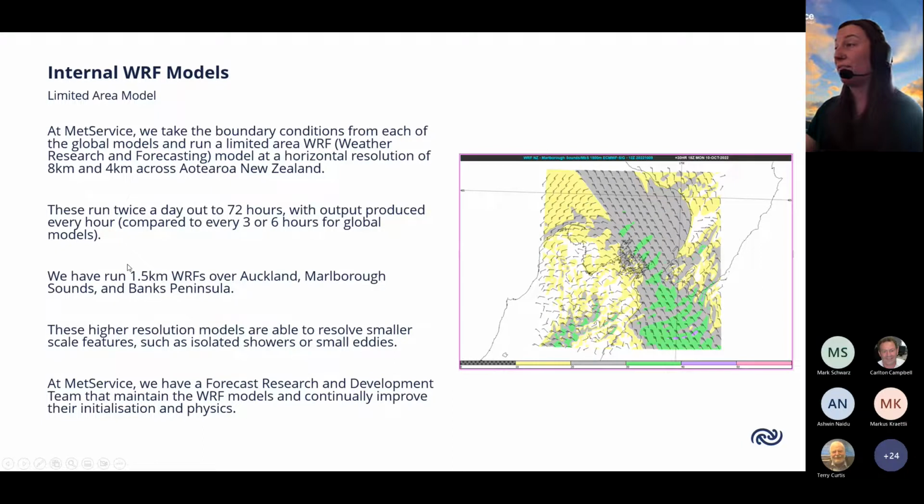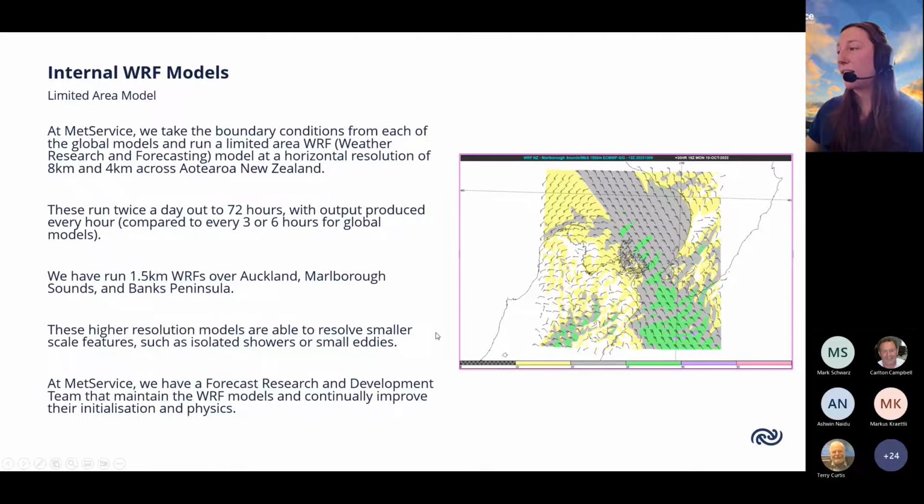We're also running even finer, 1.5 over the likes of Auckland, Marlborough and Banks Peninsula, and that's what we're seeing in this image on the right, a 1.5 kilometre model. Obviously, the higher the resolution, the easier it is for the model to pick up smaller scale features. And so that's things like isolated showers. Thunderstorms is another good small scale feature that finer resolution models are good at picking up. Small wind eddies, etc. So higher resolution, higher detail.